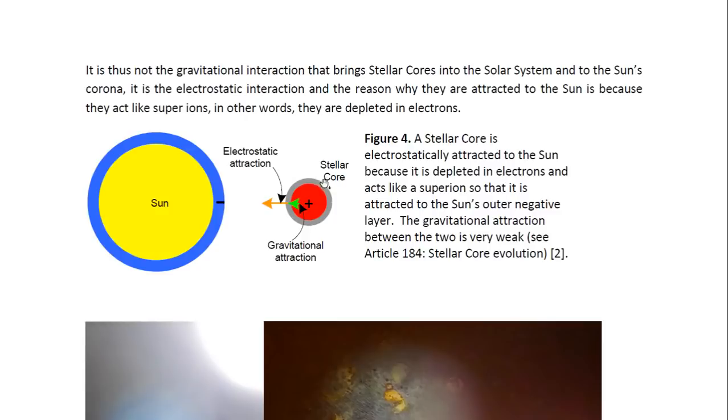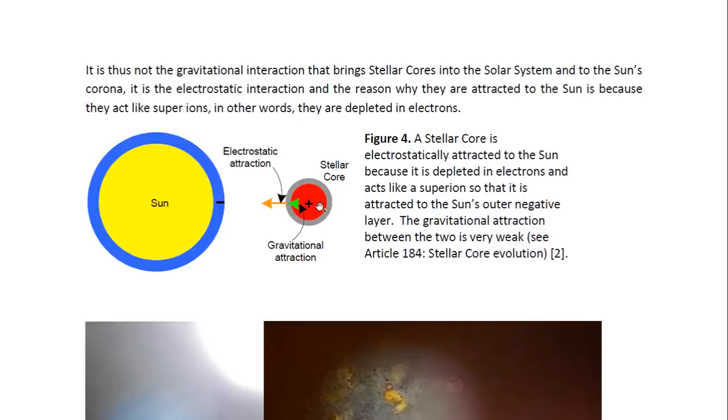A stellar core does not have an outer negative layer like normal celestial objects do, like the sun has, like planet Earth has. It has a neutral outer layer. It still has a positive core. So it acts like a super ion. An ion is an atom that has the protons in the nucleus that make the nucleus positive. So it's like the core being positive, but it's missing a few electrons. So it is more positive rather than neutral. So a stellar core acts like a super ion.